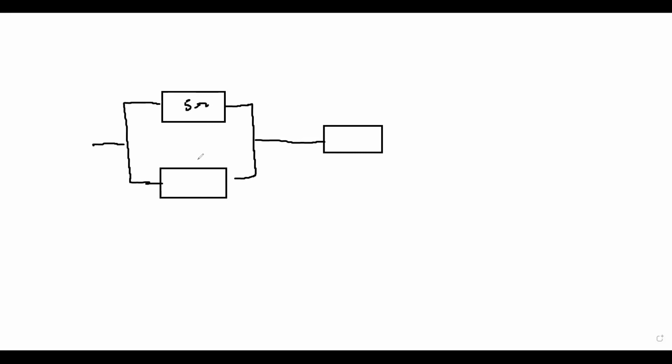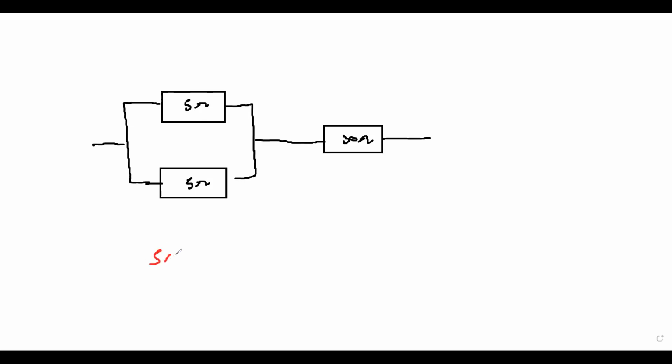So we have 5 ohm, for example, 5 ohm, and then 30 ohms. As you can see, the first two are in parallel and then this 30 is in series. So first we should know the combined resistance of these two. What will be the combined resistance? It will be 5 because they're in parallel.